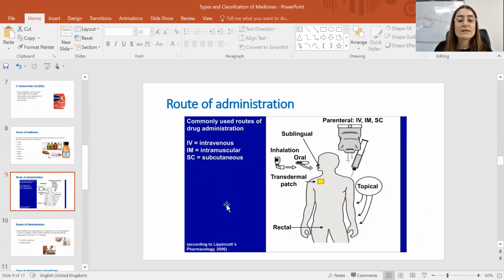Also, there are different routes of administration. In general, there are three main routes: IV, intravenous, IM, intramuscular, and SC, subcutaneous. Also, there are specific routes like inhalation, oral, topical, or rectal.